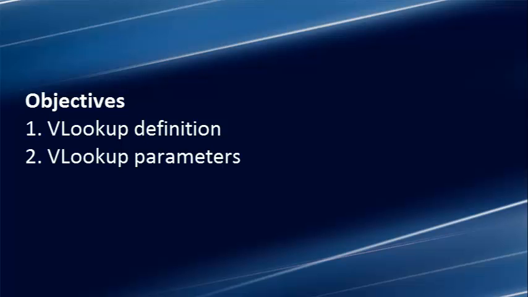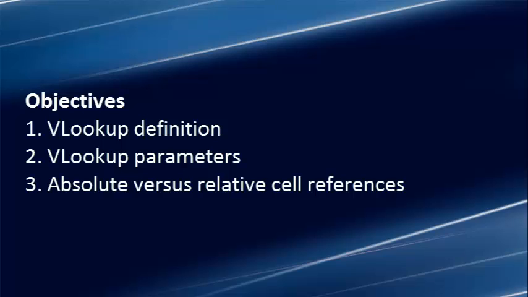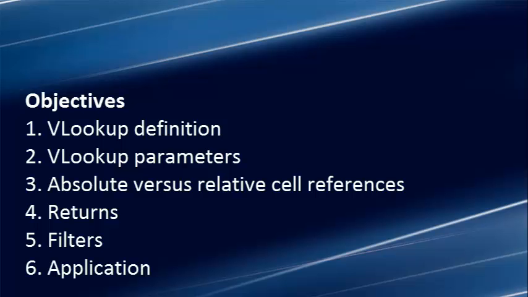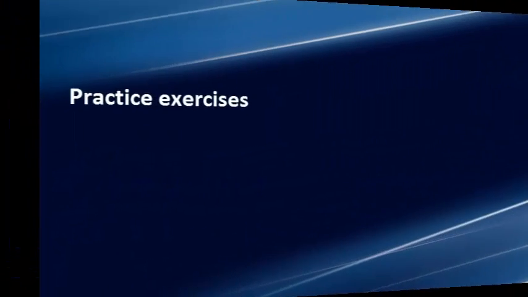Congratulations! You have now completed the Vlookup tutorial. You should now be able to define a Vlookup, explain how and why you would use each parameter in the Vlookup function, distinguish between absolute and relative cell references in Excel, list the different types of returns you can get from a Vlookup, demonstrate how to use filters to view only cells without matches, and describe a real-world scenario where Vlookups would be useful. I highly recommend that you practice what I've shown you.